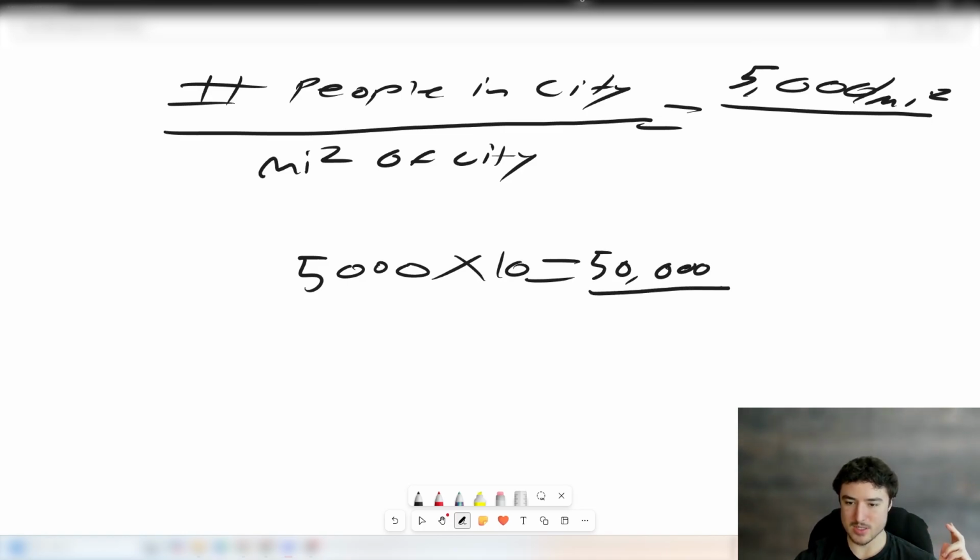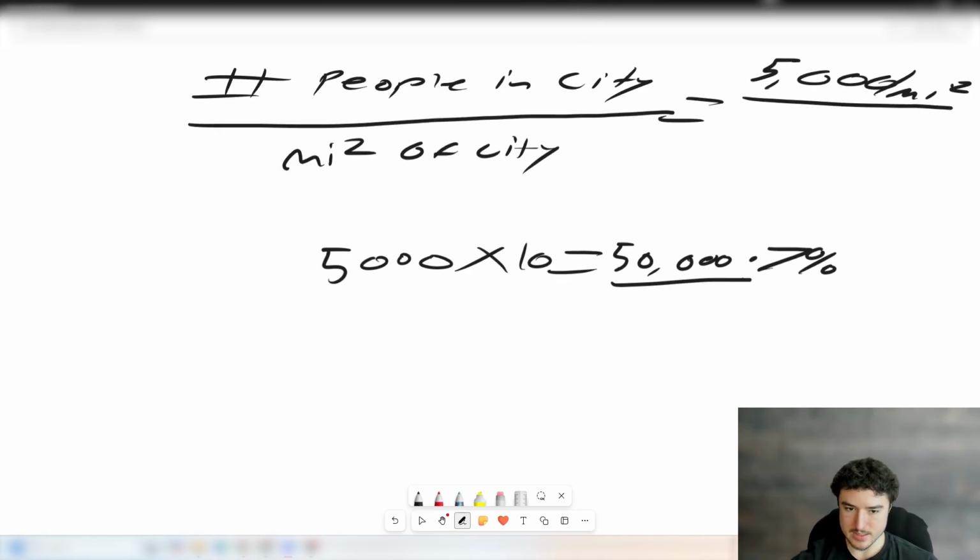After that, we would take this number and we would multiply it by the average percentage of people who usually get chiropractic care. And so in this case, that's usually 7%. I mean, sometimes you'll see stuff as low as like 5% or as high as 15%. I like to go 7%. That's just me. So what that gives us is 3,500 people.